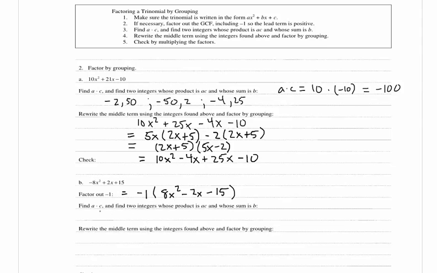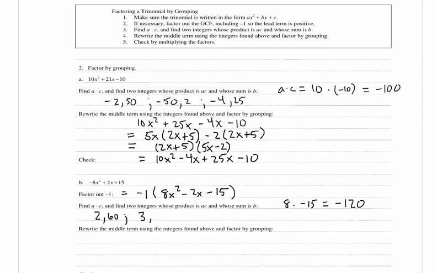And now we want to find a times c and find two integers whose product is a times c and whose sum is b. So we're going to have 8 times negative 15, and that's equal to negative 120. And now we need two integers that multiply together to negative 120 and add up to negative 2. And some of the factors that would equal 120 would be 2 and 60. And remember, because our number is negative, one of these factors is going to have to be negative. But 60 minus 2 or 2 minus 60 does not give us negative 2.